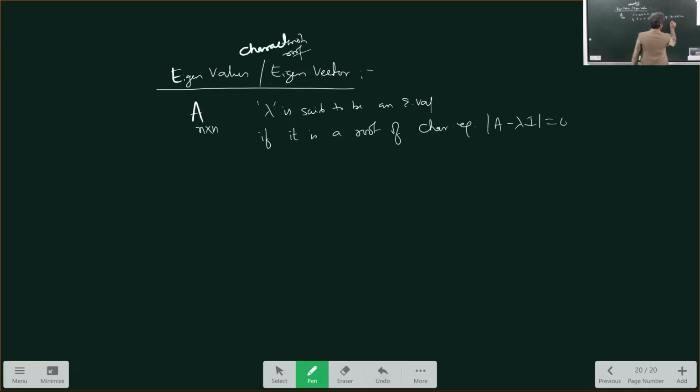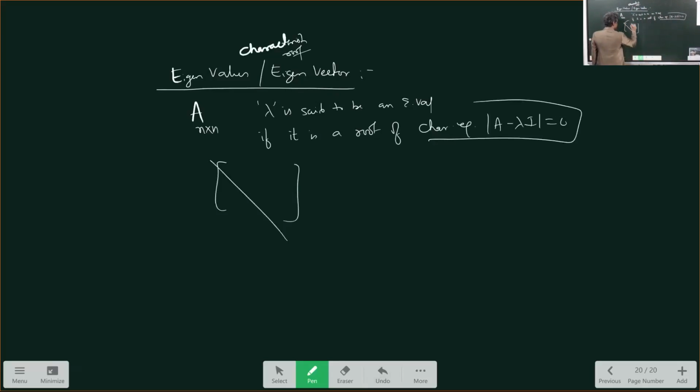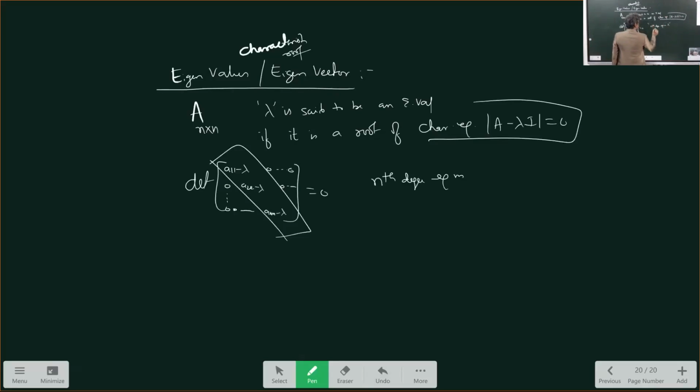So you solve this equation. That means in A, the principal diagonal elements are replaced: A11 is replaced with A11 minus lambda, and 0, 0, 0. 0, A22 minus lambda and 0, 0, 0. So like that, 0, 0 and Ann minus lambda. So this determinant is equated to 0. Expand it. That is an nth degree equation in lambda. Solve for that, we get n roots.